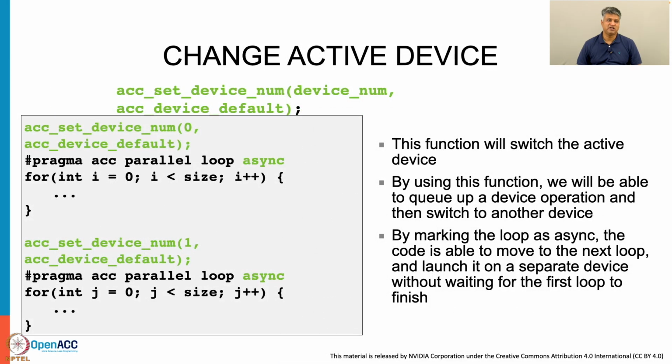If you need to change the active device, we can say acc_set_device_num, and then we can give it a device number; this function will then switch the active device. By using this function, we will be able to queue up a device operation and then switch to another device. By marking a loop as async, the code is able to move to the next loop and launch it on a separate device without waiting for the first loop to finish. We must ensure that we have independence of data over here.